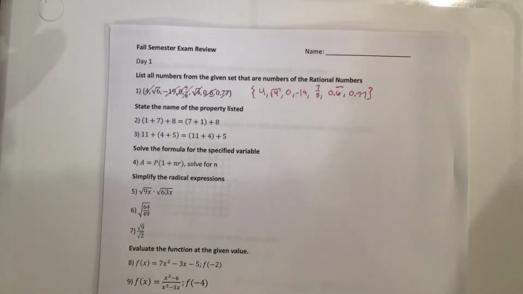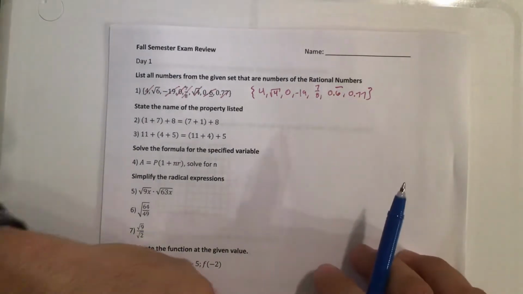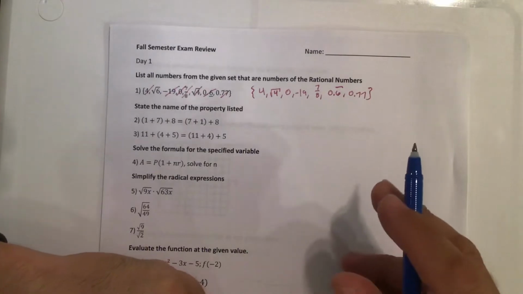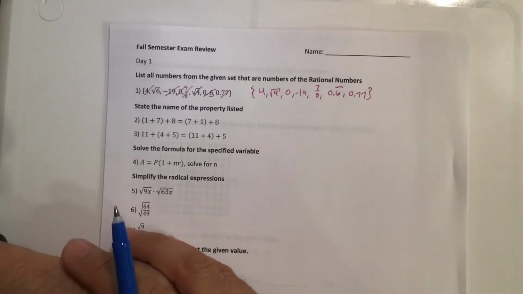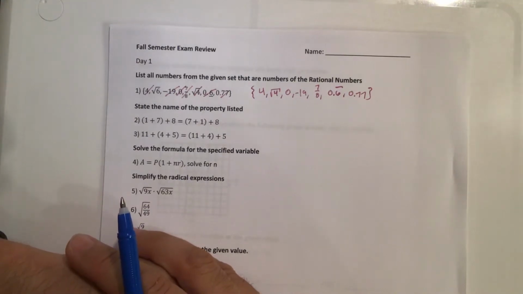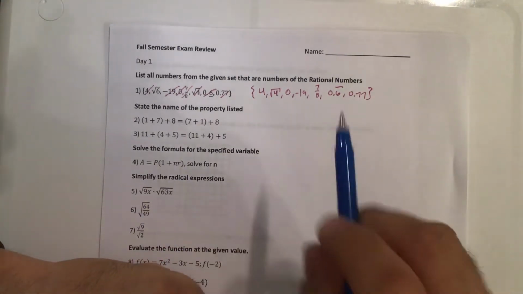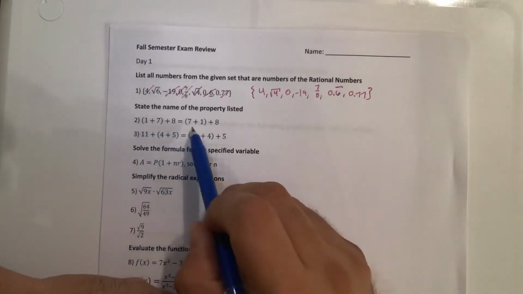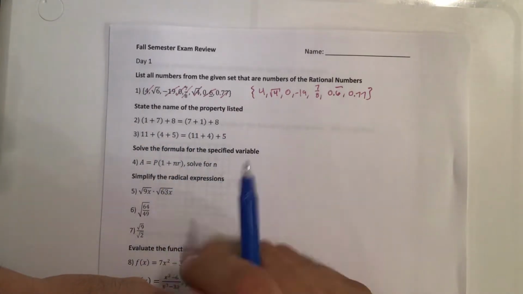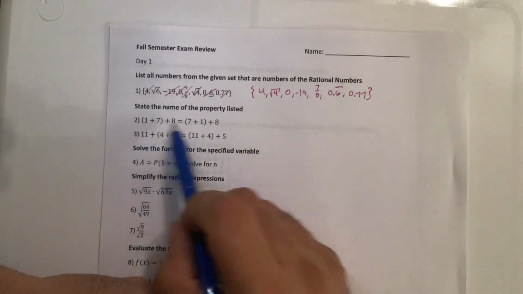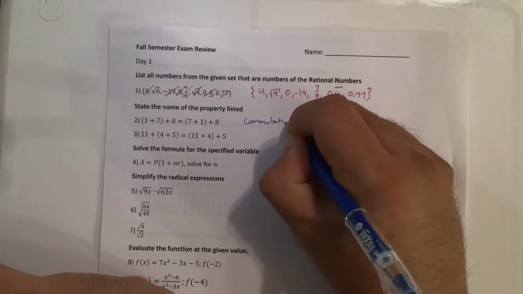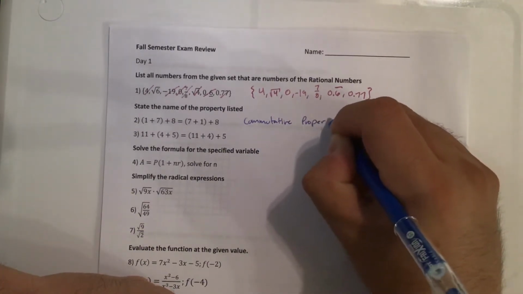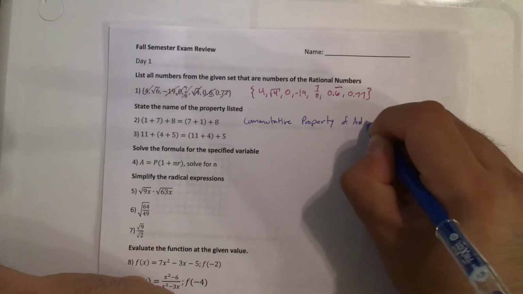All right, the next one says, state the name of the property listed. For this here, they're both addition, so I know it's an addition property, and we have two things we usually talk about, commutative and associative. Commutative is when you change the order, and associative is when you change the group. In this case, we have 1 plus 7 plus 8, and then 7 plus 1 plus 8. So we didn't change any groups, we changed the order from 1 plus 7 to 7 plus 1. So this would be considered the commutative property of addition.